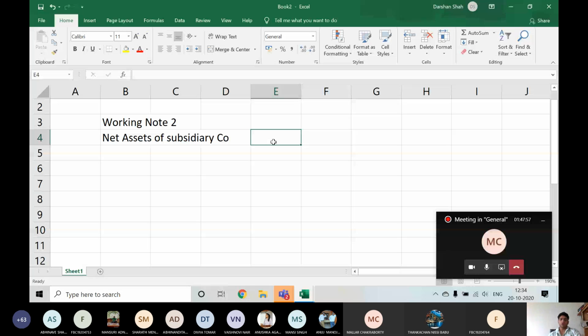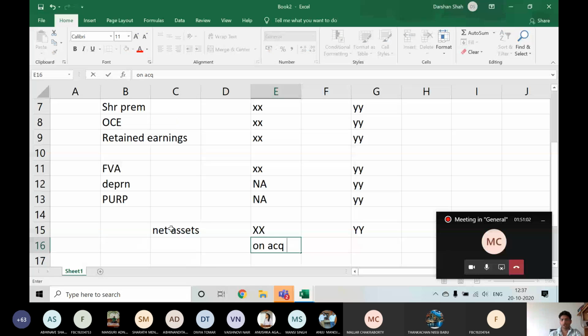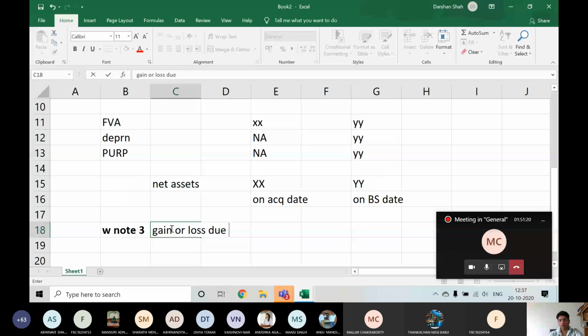Okay, yeah. So now I got net assets of subsidiary company. Correct. This is on acquisition date, and this is on balance sheet date. Okay. So now pay attention. Now I'll come to working note 3 first. Working note 3 में हम लोग को क्या करना है? हम लोग को निकालना है gain or loss due to acquisition. Means I'm going to calculate the goodwill or capital reserve. Okay. How do we do that? We'll start with fair value of purchase consideration.